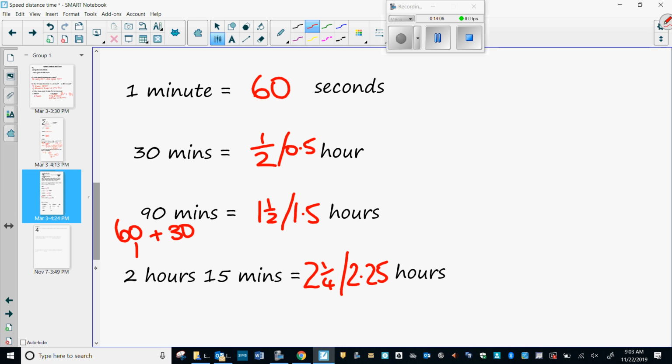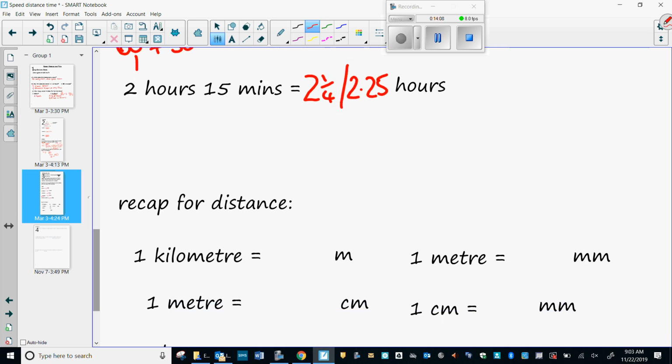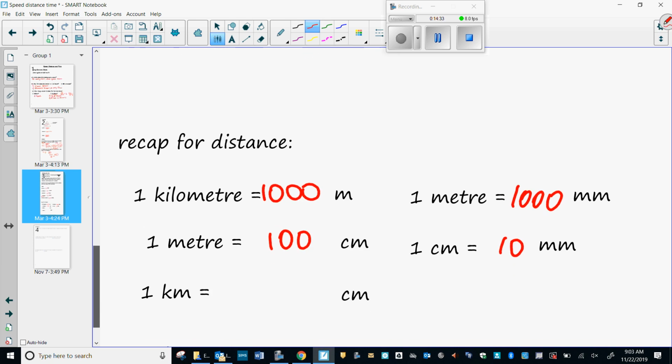Okay, recap. 1 kilometre is 1,000 metres. Remember, kilo means 1,000. 1 metre is how many centimetres? 100. And 1 metre is how many millimetres? 1,000. 1 centimetre is 10 millimetres. 1 kilometre is how many centimetres?